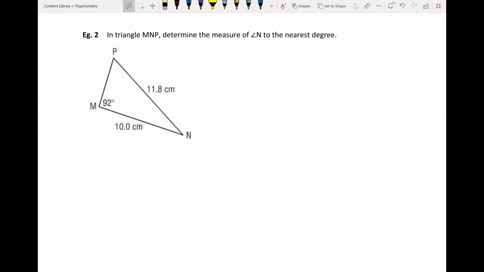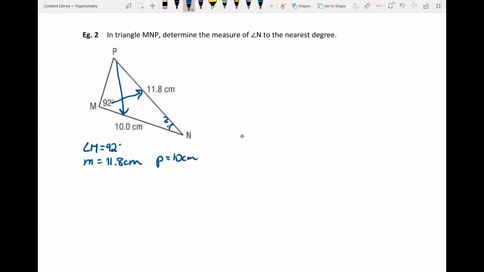Here's another example. This time you want to find an angle instead of a side. So we're given the triangle MNP, and we're looking for angle N in here. So here's the information that we have. We have angle M, which is 92 degrees. We also have side M, which is directly across from angle M. This is 11.8 centimeters. And then lastly, we have side P, which is 10 centimeters.